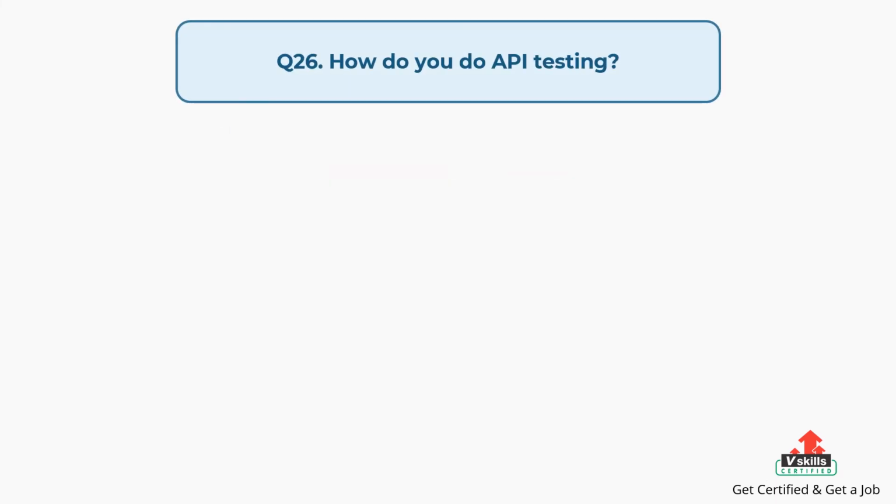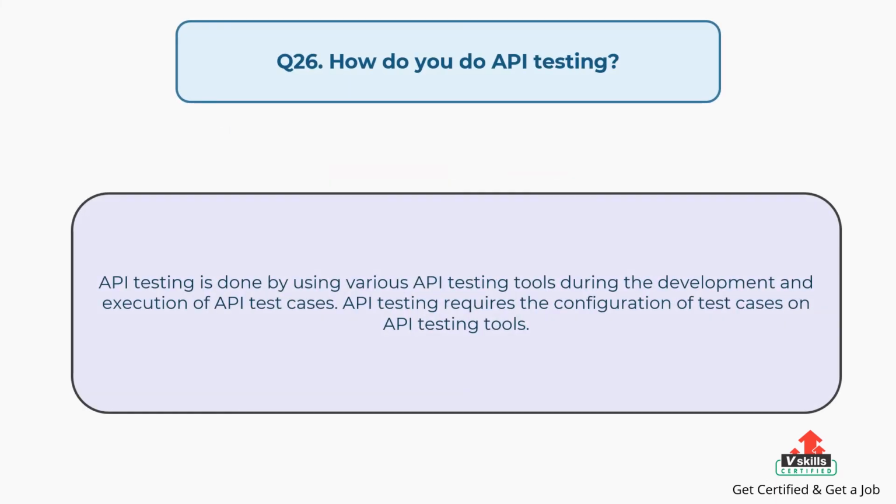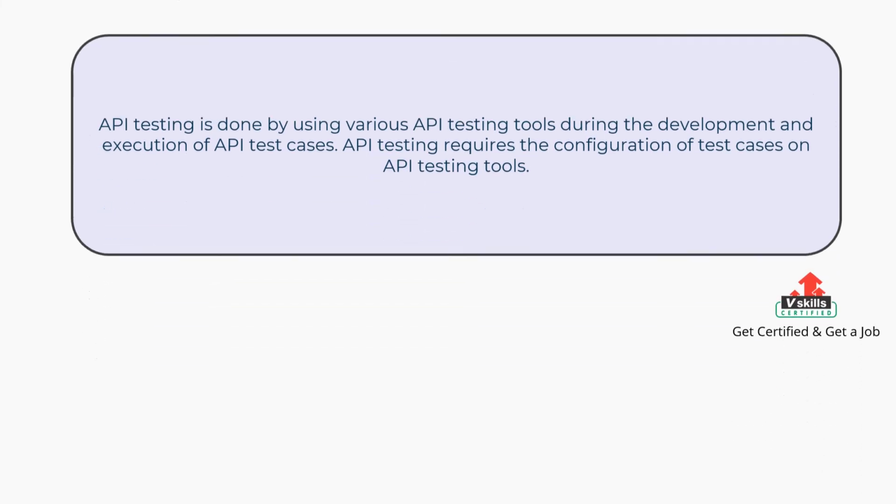Question number 26. How do you do API testing? The answer is: API testing is done by using various API testing tools during the development and execution of API test cases. API testing requires the configuration of test cases on API testing tools.